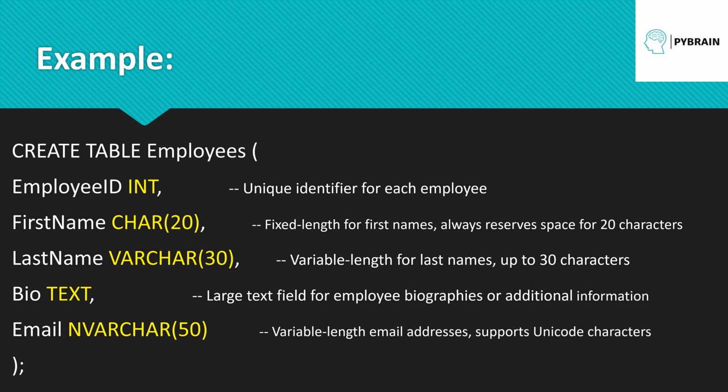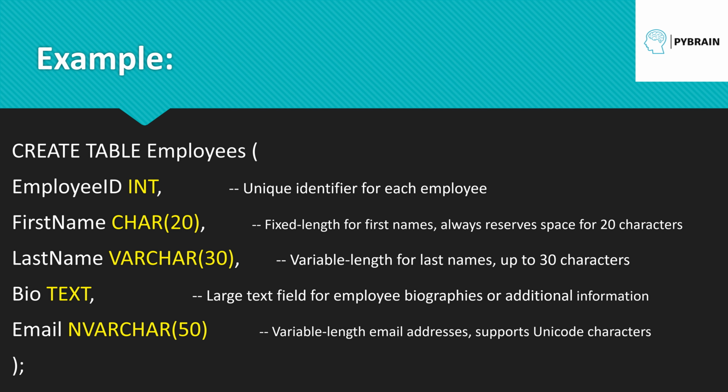Let's look at an SQL example using the different string data types. Here's an example of an employees table that uses different string data types. Employee ID INT stores unique identifiers for employees as integer values. First name, CHAR 20, fixed-length string for employee first names, using 20 characters of space regardless of the actual length.